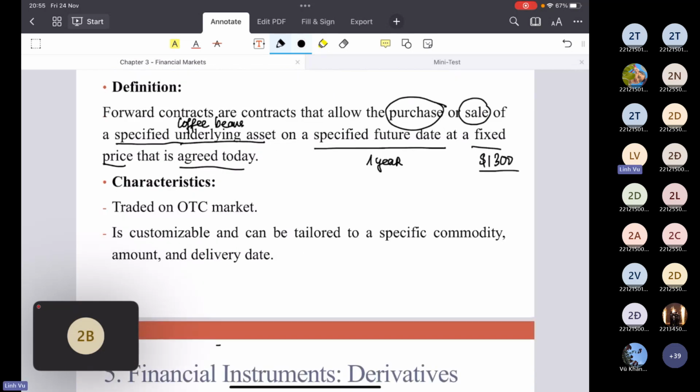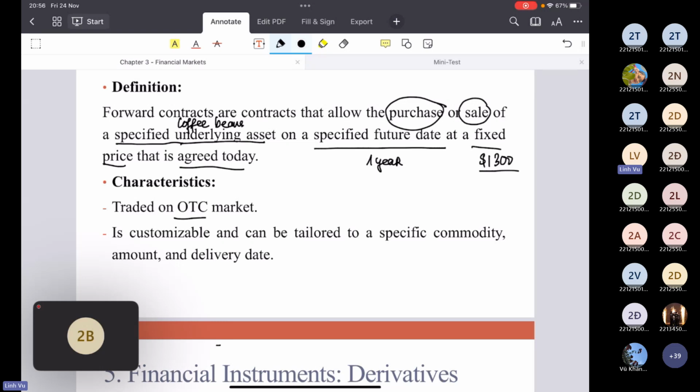Okay? So the forward contract is traded on the OTC market. If you remember the different types of financial market, we have the exchange market and the over-the-counter market. For the exchange market, it is strictly regulated by the government and the regulators, and we have many laws and regulations for the participants to be able to trade on the exchange market, and everything is standardized. But if we look at the OTC market, it is the playground for all of the participants, and it is customized, and less strictly regulated by the government.